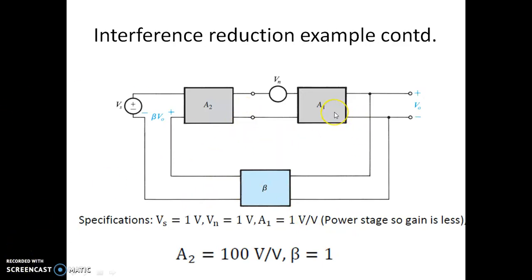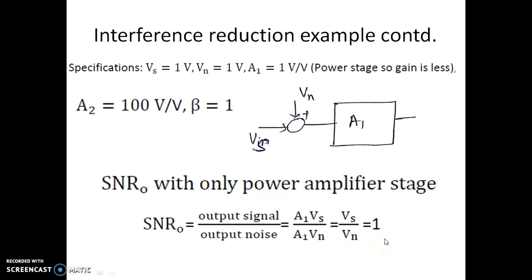You have A1, which is a power amplifier with a gain of 1. You have A2, a small signal amplifier with a gain of 100. There is a feedback factor beta equal to 1, and of course the signal as well as the noise amplitude are both 1 volt each. This is taken as 1 because it is a power stage. That's why the gain is less.